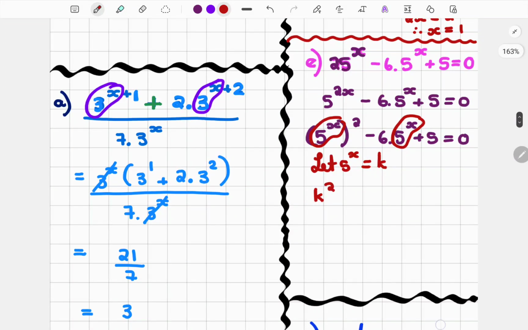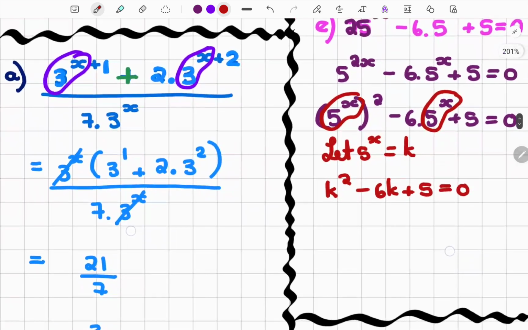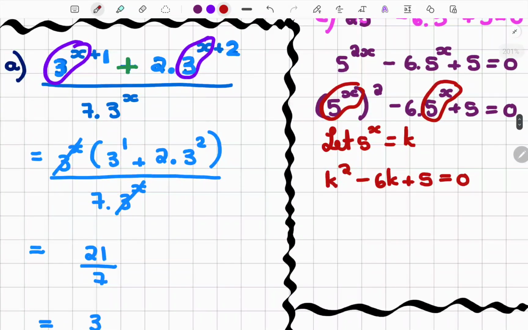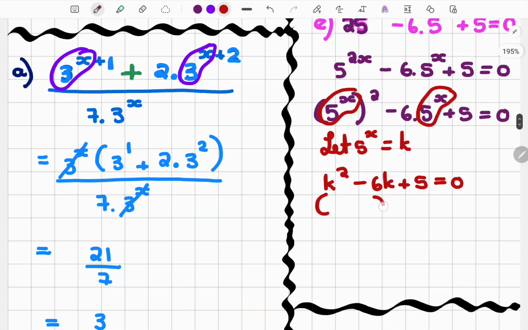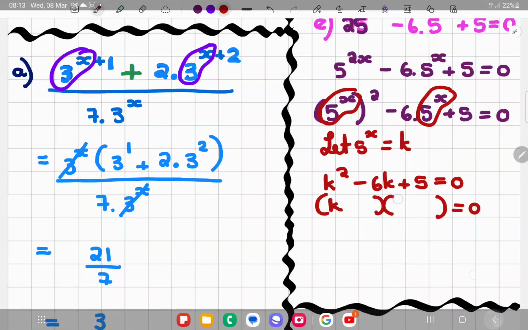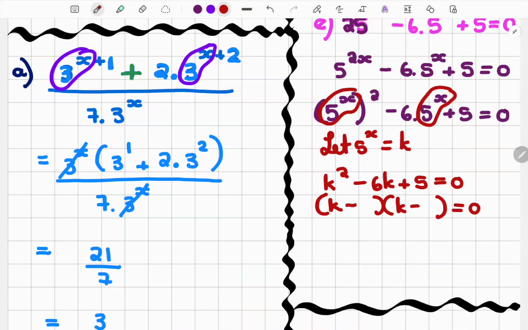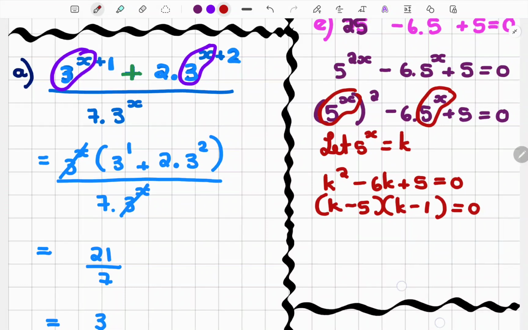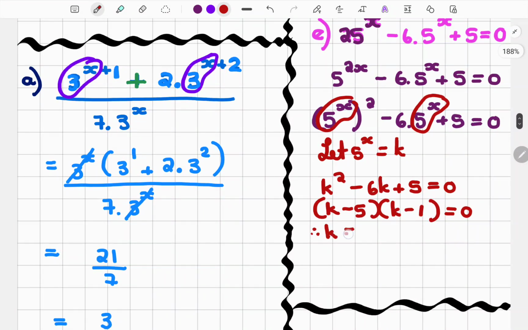So then we've got k squared minus 6k plus 5. So you go and substitute everywhere where there's a 5 to the power x with a k. And now we can see this is a lovely, lovely trinomial. So it's going to be k, the signs are the same, they're both negative, and 5 times 1. All right, check it. Yes. So then we can say k is either 5 or k is 1.